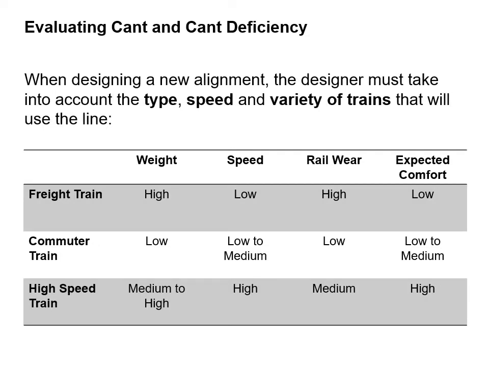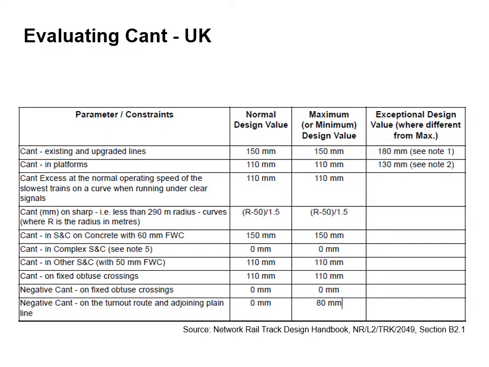So when designing a new alignment, the designer must take into account the type, speed and variety of trains that will use the line. And you can see a tabular example below. Here you can see an extract from the Network Rail Design Handbook. You can see the normal design values of Cant and different parameters or constraints, and the maximum or minimum design values.